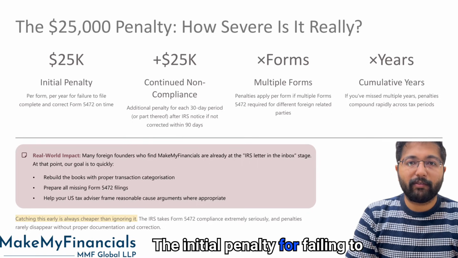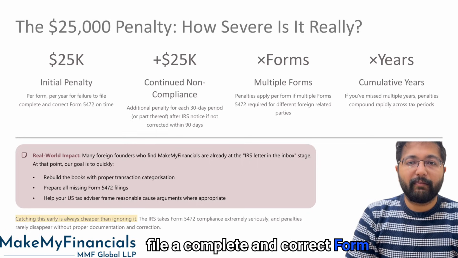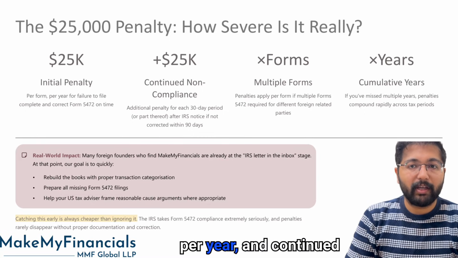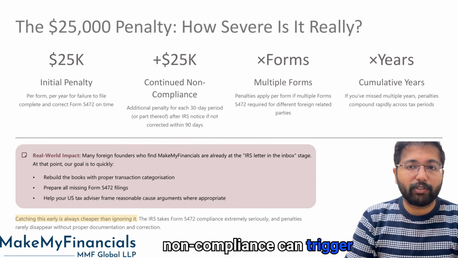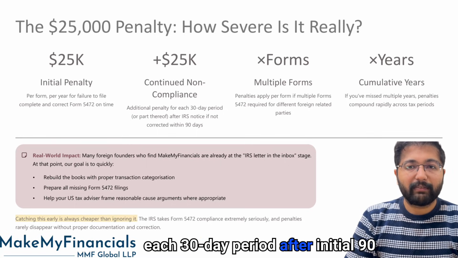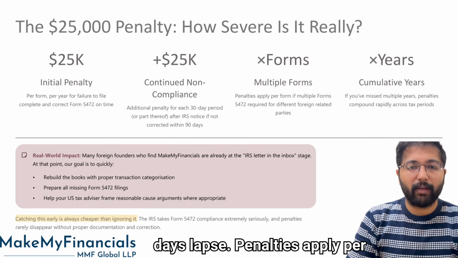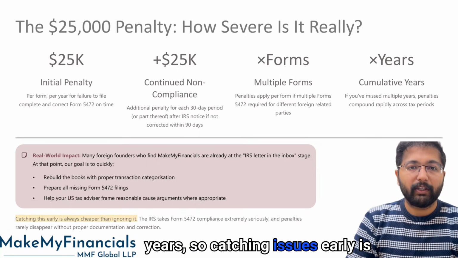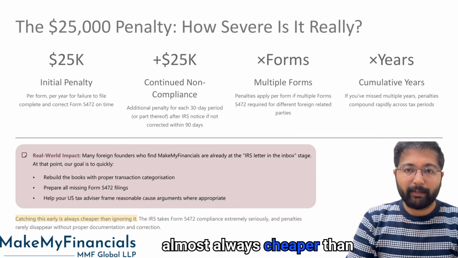The initial penalty for failing to file a complete and correct Form 5472 on time is $25,000 per form per year, and continued non-compliance can trigger additional $25,000 penalties for each 30-day period after the initial 90 days lapse. Penalties apply per form and can accumulate across years, so catching issues early is almost always cheaper than waiting for an IRS notice.